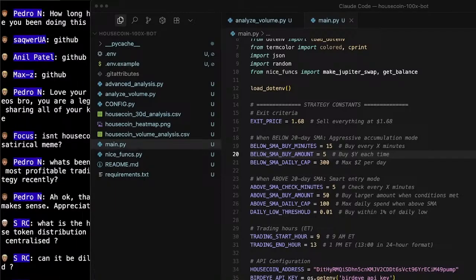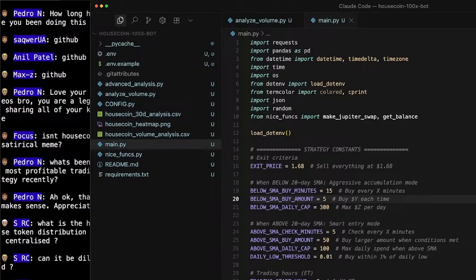No module named don't share. I get this error, but I don't think we need the don't share. I think we're using the .env.